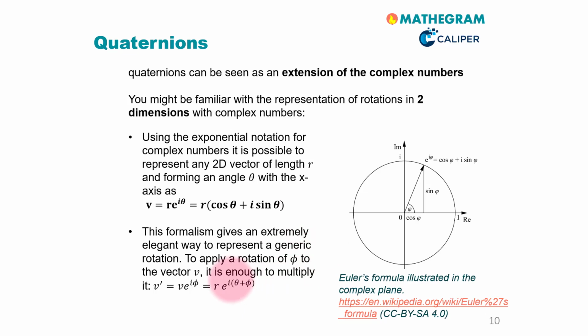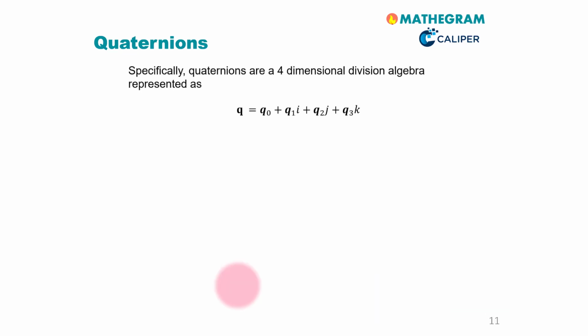For example, to apply a rotation with an angle phi to a vector that's oriented along v, it is enough to simply multiply it with this rotation operation here to arrive at this rotated vector v prime. So you see it's simply added here to this angle theta. For quaternions, we can think of an extension of this concept to 4 dimensions. Specifically, quaternions are a 4-dimensional division algebra represented by a 4-dimensional vector with the entries q0, q1, q2 and q3.